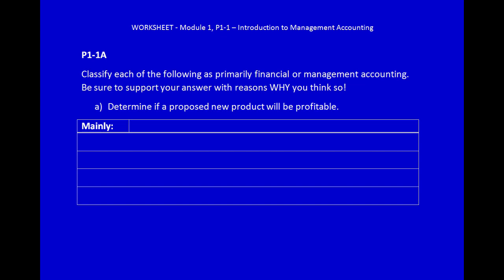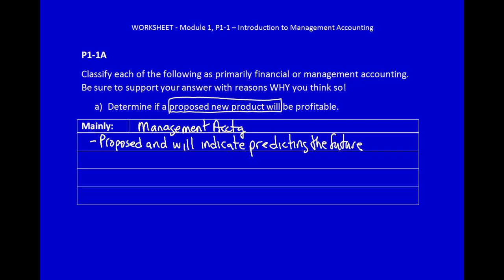We're going to start with A. Determine if the proposed new product will be profitable. The language in the question is giving us the answer. It says proposed new product will, or predict in the future, and that tells us this is management accounting. Notice I've used the facts from the scenario, proposed and will, and then I've tied it into the concept of management accounting, which is predicting the future.